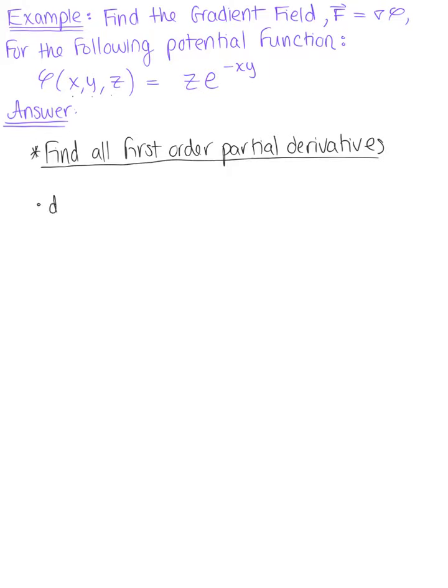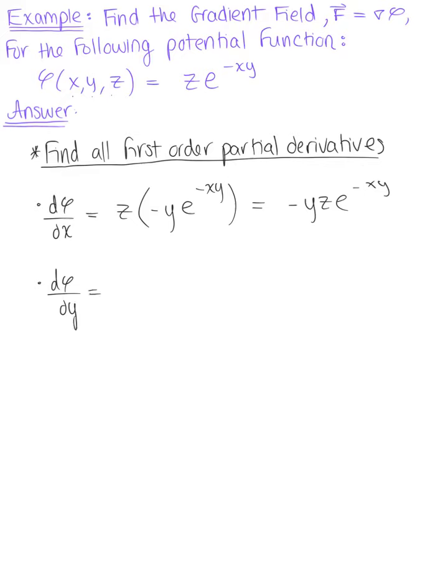So we have the partial derivative d phi dx. So this will be equal to z multiplied by minus y times the natural exponential raised to the minus xy. And we can just rewrite this as minus yz times the natural exponential raised to the minus xy. Taking the partial derivative of phi with respect to y, we have z multiplied by the derivative, which will be negative x, times the natural exponential raised to the minus xy, which leaves us with the final answer, minus xz times the natural exponential raised to the negative xy.